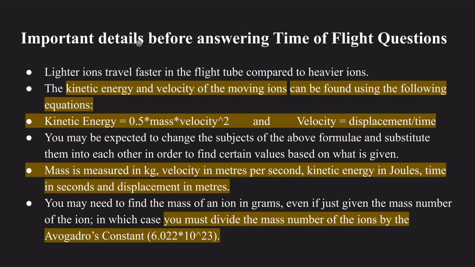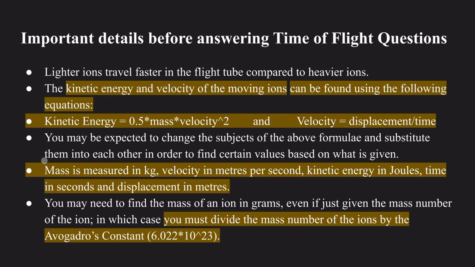Now let's look at exactly what are the details we need to know before looking at calculations involving this. So lighter ions travel faster in the flight tube compared to heavier ions. Yeah, we talked about this before. The kinetic energy and velocity of the moving ions can be found using the following equations. Those are kinetic energy equals half mv squared, or half times mass times velocity squared. And the second equation is velocity equals displacement over time.